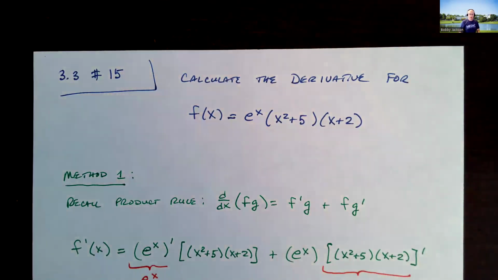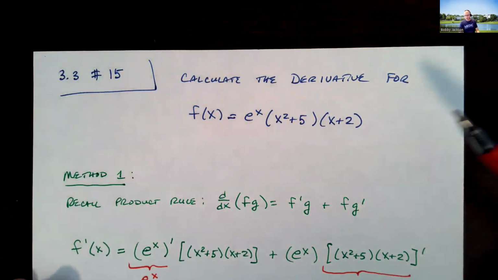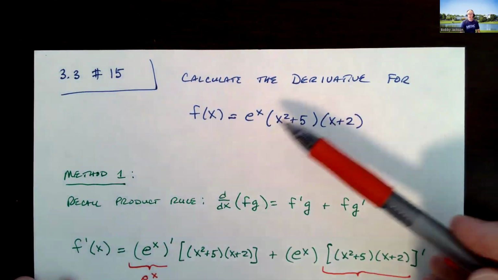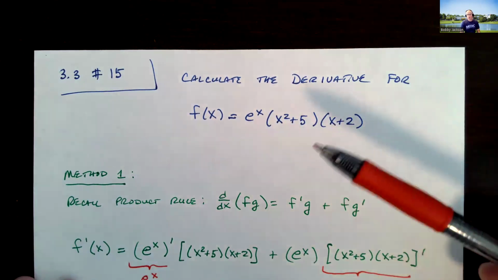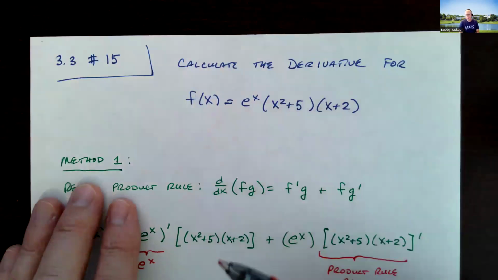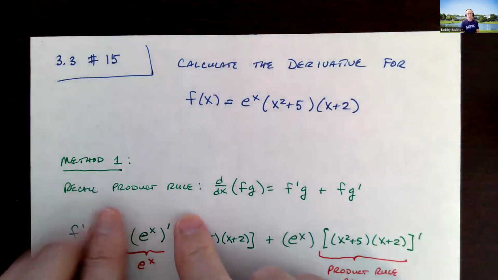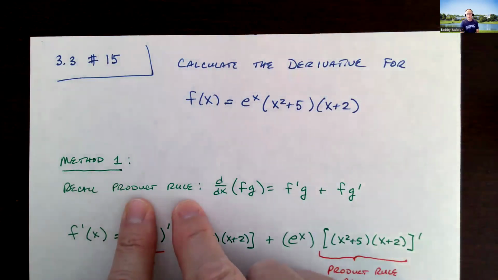Let's take a look at number 15 in section 3.3. We're going to calculate the derivative for this particular function. So I'm going to show you actually three ways of doing this. They're all, of course, going to yield the same result. We're going to use the product rule in all of the methods.